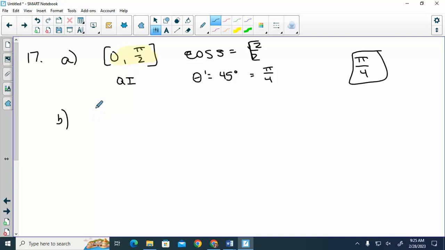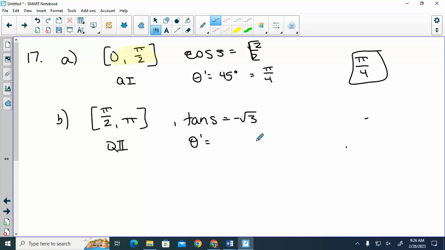B. We are between pi over 2 and pi. What quadrant would we be in if we're going from pi over 2 to pi? And we want to know where in that quadrant is tangent equal to a negative radical 3. So let's think about reference angles. The negative we know is just because it's a quadrant, so I'm not really worried about that. So when is tangent radical 3?